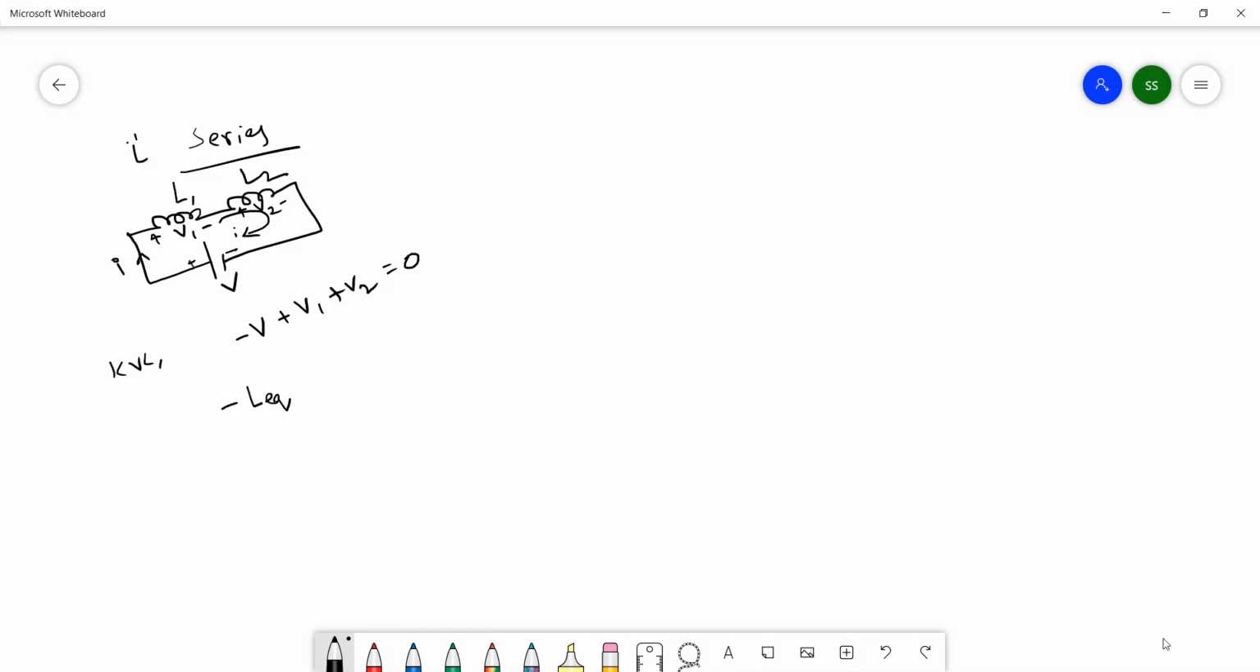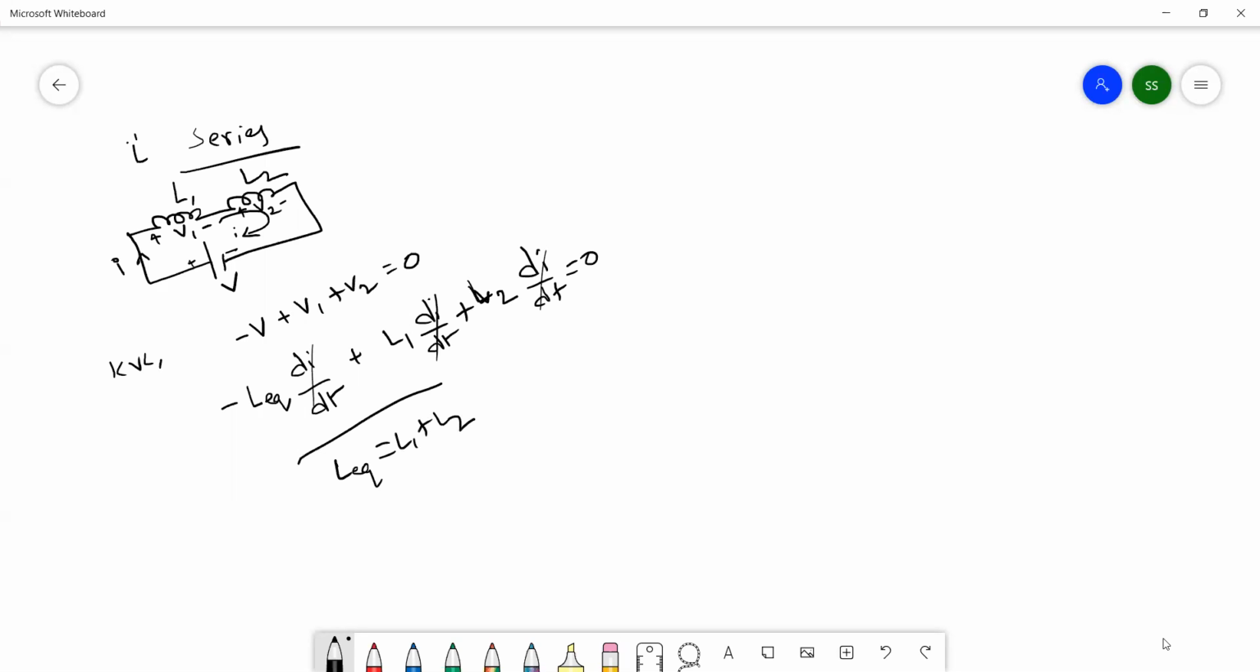Therefore, I mention the equivalent inductance, nothing but the total inductance of the circuit. L dI by dt, where the current passing through it is I, plus V1, which is L1 dI by dt, plus V2, which is L2 dI by dt, equal to 0. So dI by dt is common and cancels on both sides.